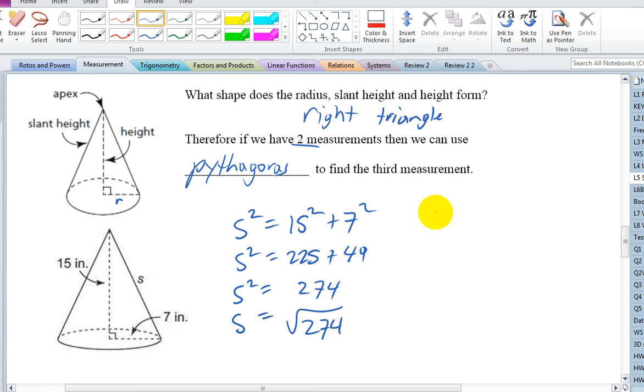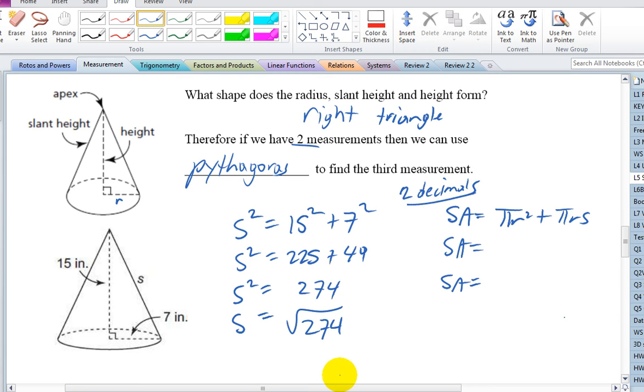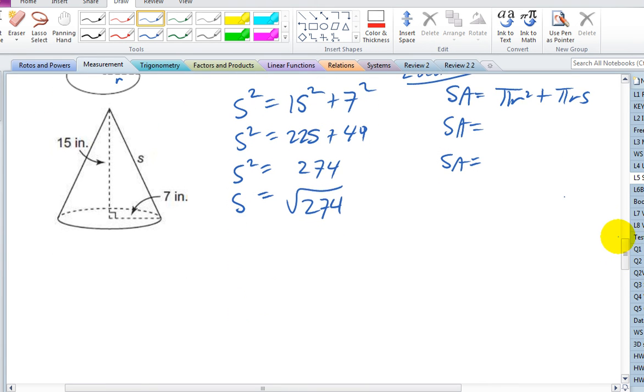So now I want you to find the surface area, please. Write out your formula, pi r squared plus pi r s, and substitute in. Okay, let's go to 2 decimals. Make sure everyone has a calculator and is doing this, because this is tricky on your calculator. Be careful that you don't do this.